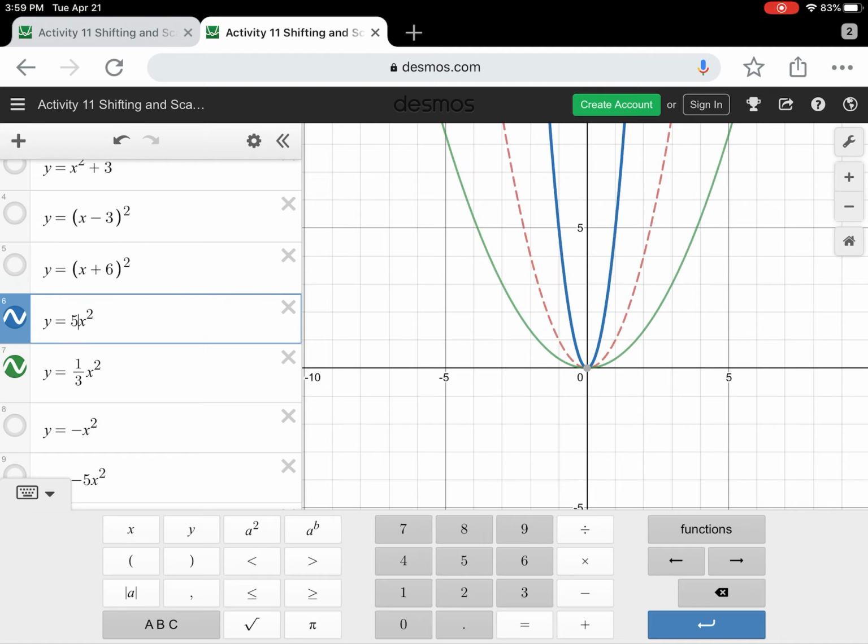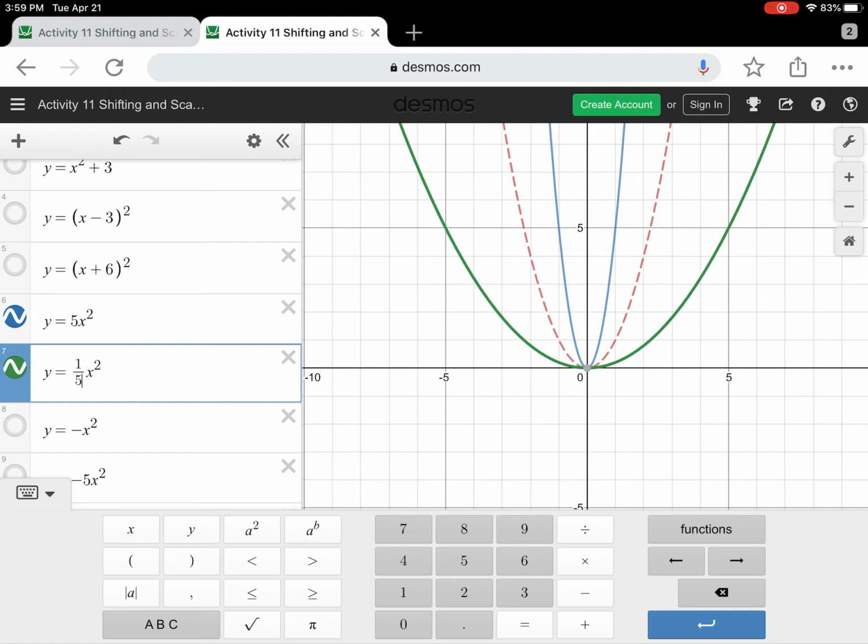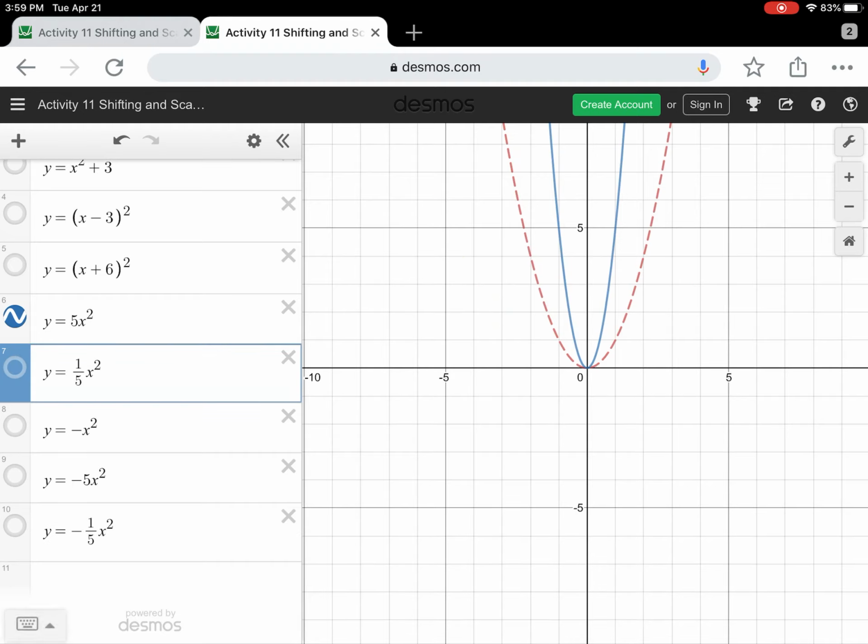So like if I change that 3 to a 5, your graph is going to get even taller and skinnier. If I change it to a 1/5, it's going to get wider. So the bigger the number it is, the more dramatic the effect. All right, notice that earlier I emphasized that it still has to be a positive number in front of the x squared.